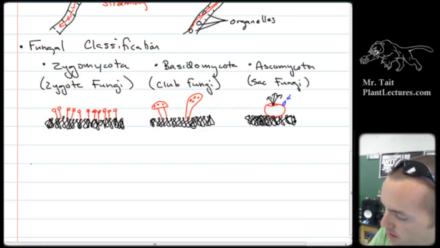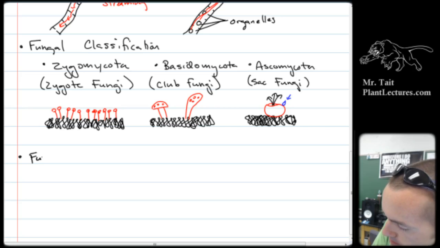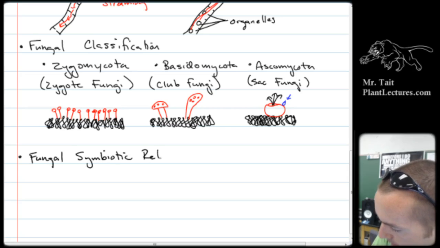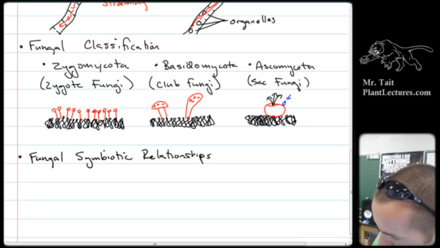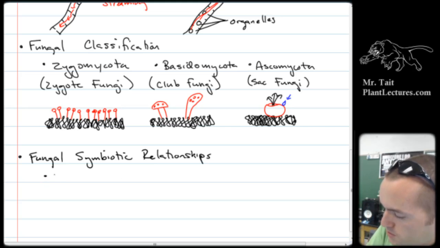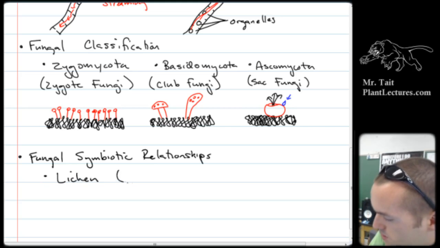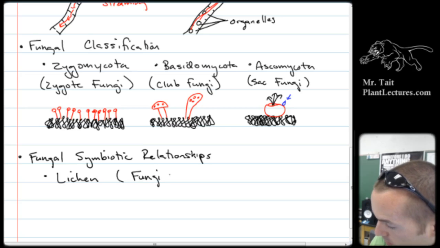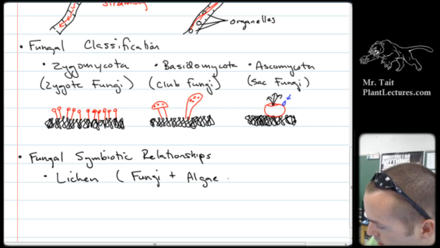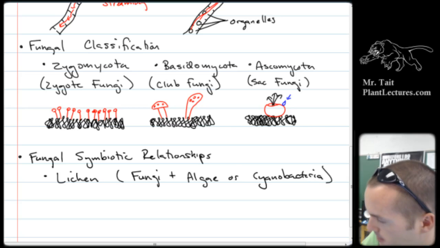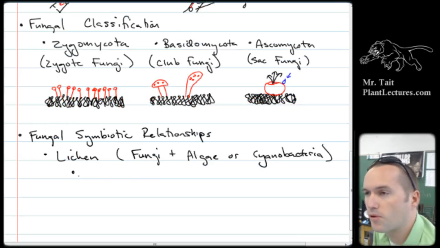All right, last thing, let's talk about fungal symbiotic relationships. The first one that we're going to look at is lichen, which is fungi plus algae or cyanobacteria. Lichen are really important because they are what are called primary successors, meaning they're the early colonizers, the pioneers of new ecosystems.